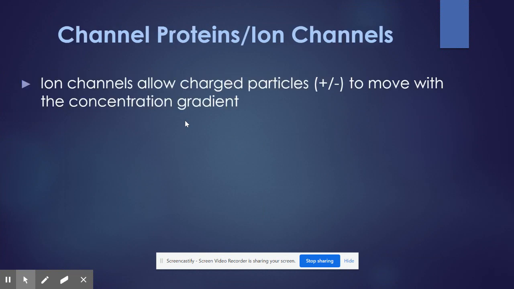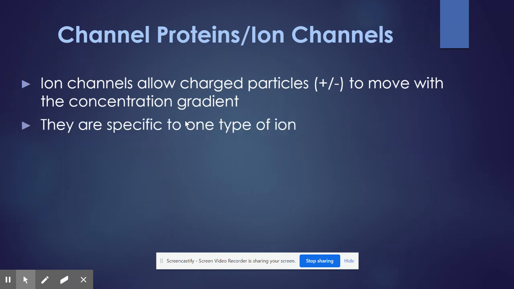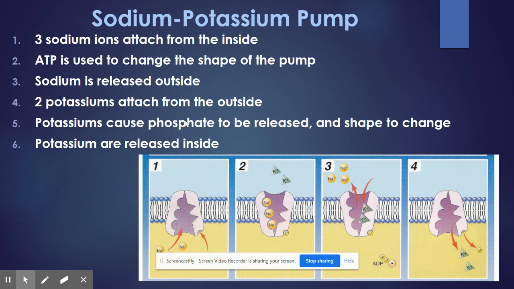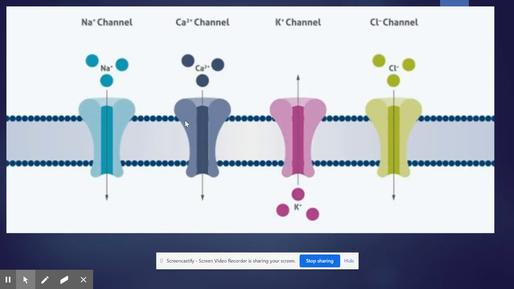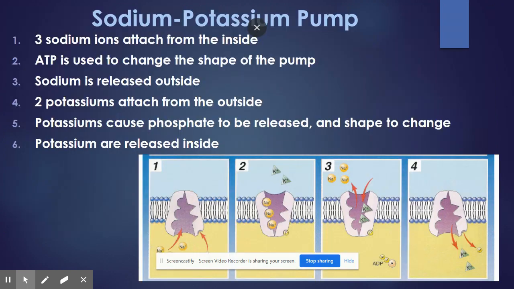All right, channel proteins. These allow charged ions to move with a concentration gradient. They are specific to an ion. And there we've got examples of channels. Now, the phospholipid tails are hydrophobic, so they don't like charged particles. So charged particles do need a channel protein to get past.